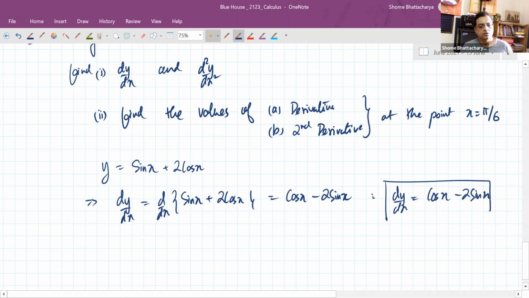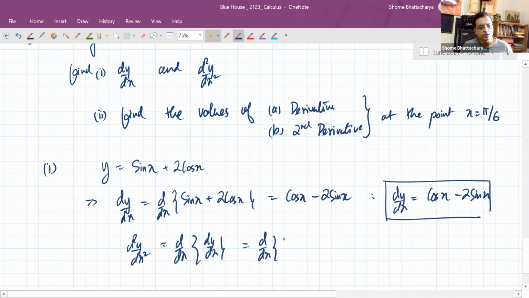Okay. So for our second derivative, d2y by dx square, we just have to repeat this differentiation, but on what now? On dy by dx. So I will substitute dy by dx from what we got earlier, as cos x minus 2 sin x. Now the differentiation of cos x is minus sin x. Differentiation of sin x is cos x only. So I get this.